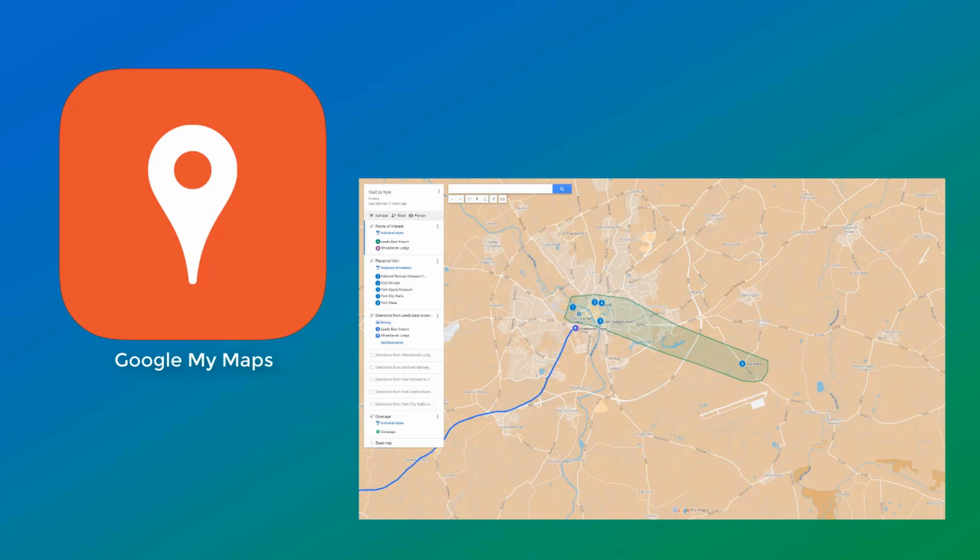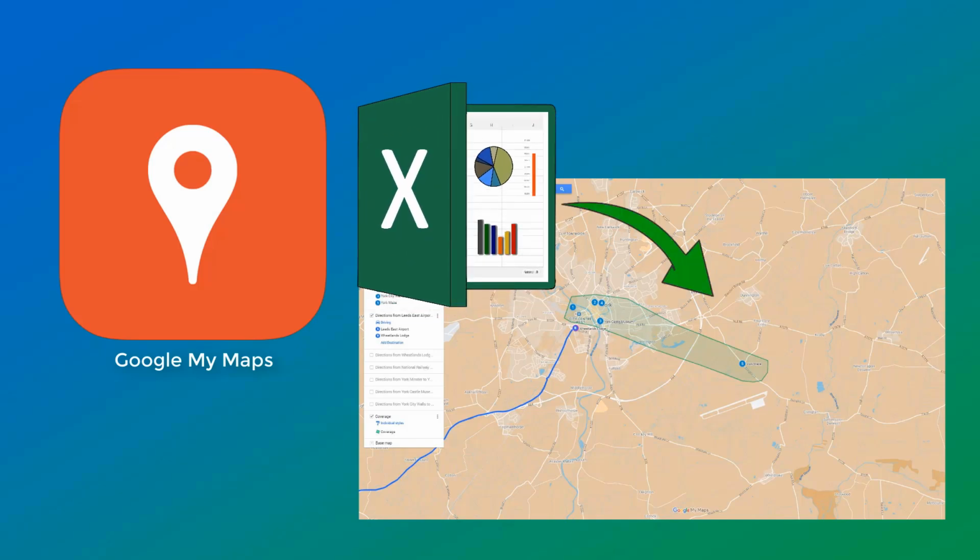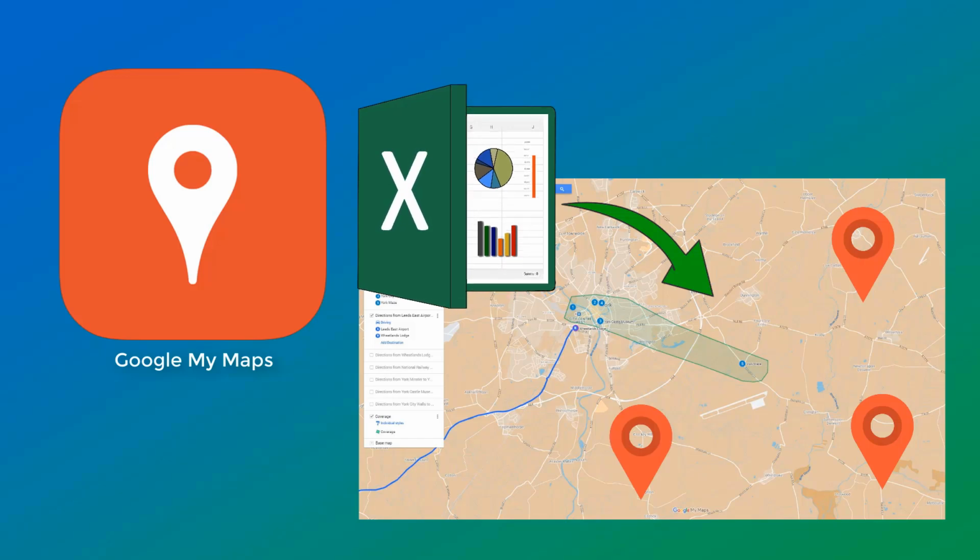Now one of the cool things when it comes to using Google My Maps is that it can also import a bunch of data from spreadsheets or even from a KML file to actually create a map. And once you create a map, you can just basically go ahead and share it with others by providing them with a link.